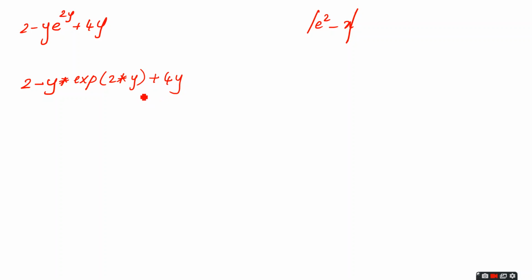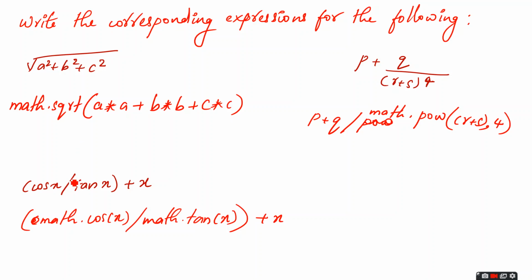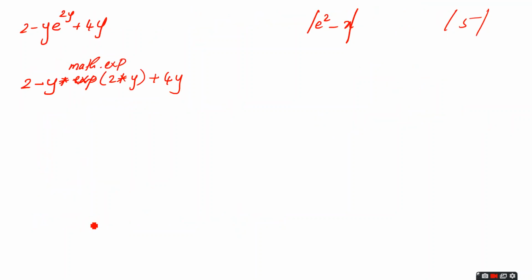This is the answer. Now see here, e square minus x. e square minus x means absolute value. Absolute values are represented like this. So we are having a function called fabs. Now here, sorry for the mistake, math.exp. Okay, we have to write like that, math.exp. If we are using the mathematical functions, we have to write math.sqrt, math.cos, math.pow, like that.